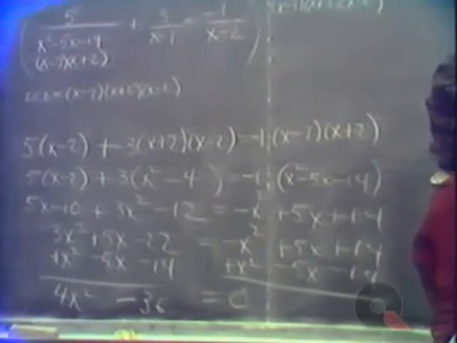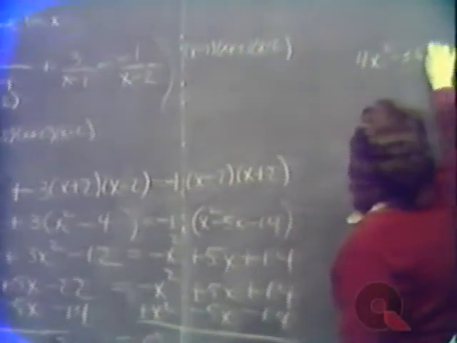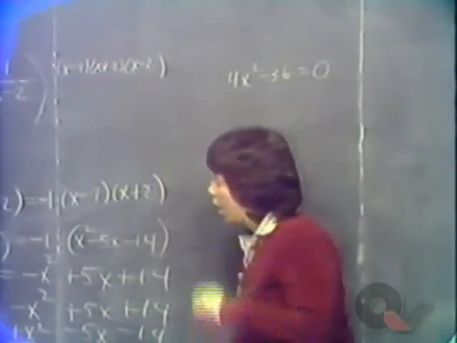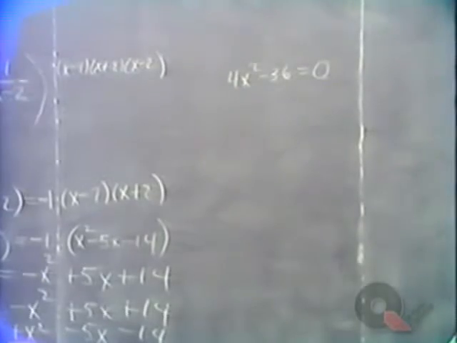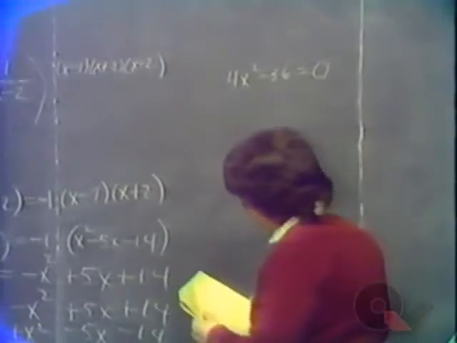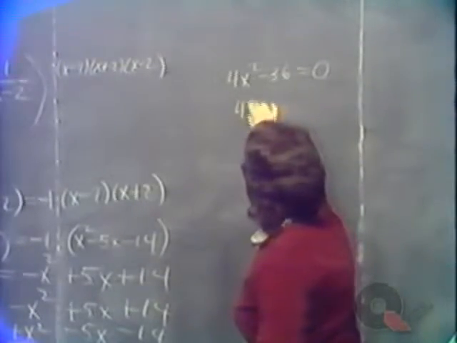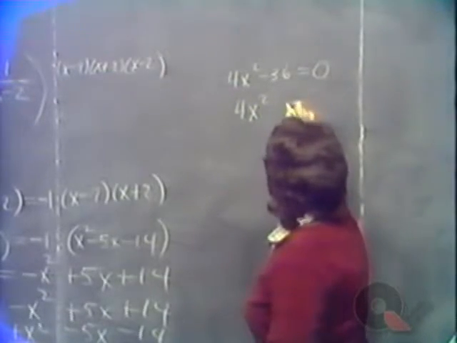Okay, 4x squared minus 36 equals 0. You can factor, the way we do most of our quadratic equations, or because there is no first degree term, we have another option here. We can solve this by extracting roots.